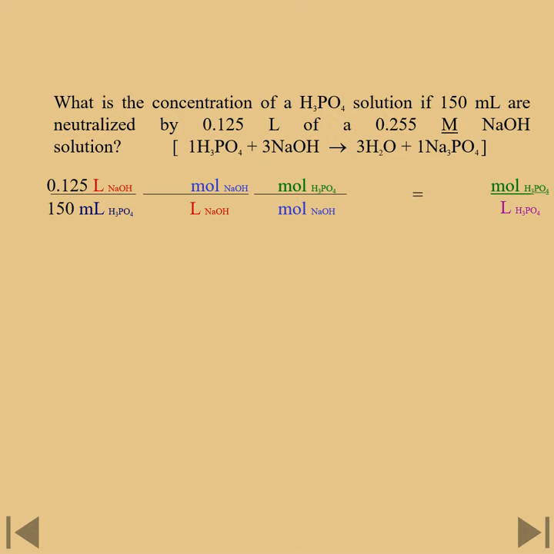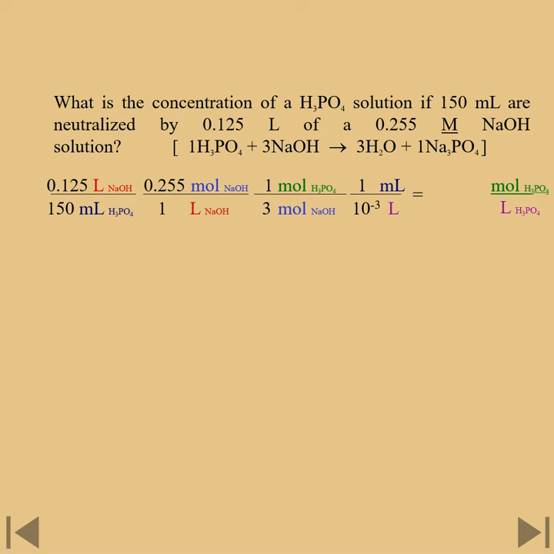What's new is now we have the volume of the phosphoric acid, and let's get out of that milliliters, which is on the bottom, so we put it on the top. And ask, can we go from milliliters to liters? And yes, we can. And our setup is complete. That was 0.255 moles of sodium hydroxide per liter, and that's 1 mole of phosphoric acid per 3 moles of sodium hydroxide. We get that from the balanced equation. And 1 milliliter, 10 to the negative 3rd liters.